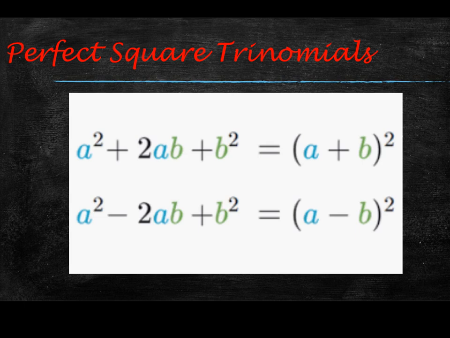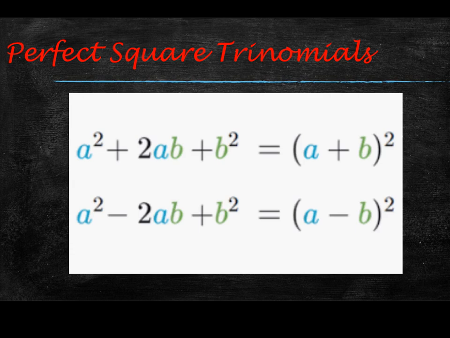Okay, so we have this first one which says a squared plus 2ab plus b squared. How you're going to factor that is a plus b quantity squared, which is really just a plus b times a plus b. Now if you have a squared minus 2ab plus b squared, then you would factor that as a minus b quantity squared, which would be a minus b times a minus b.